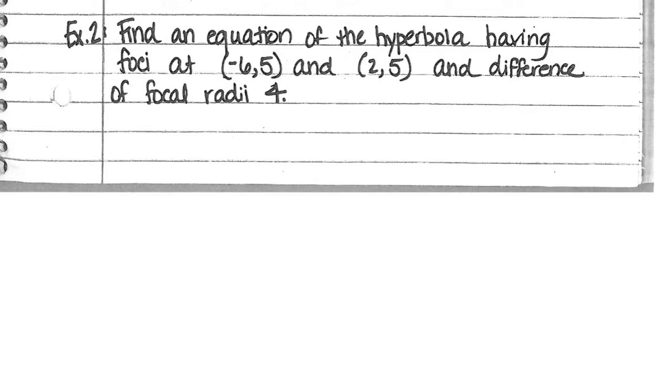All right, now we're working with a hyperbola. So it tells us that this hyperbola has a foci at negative 6, 5. So the first thing I'm going to do is graph negative 6, positive 5. And that's one of the foci. The other foci is at positive 2, positive 5.